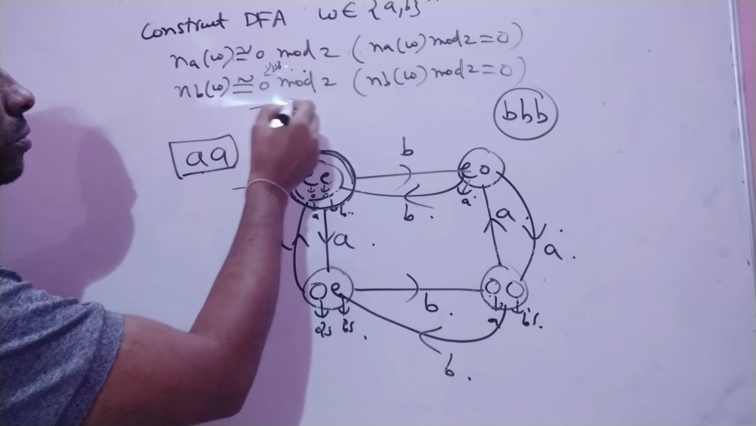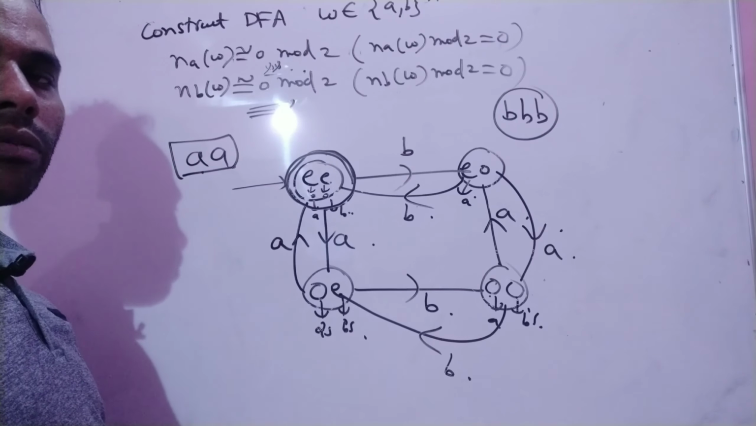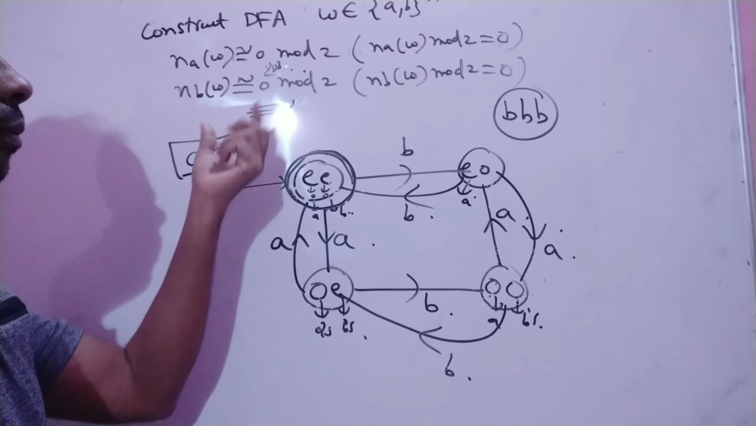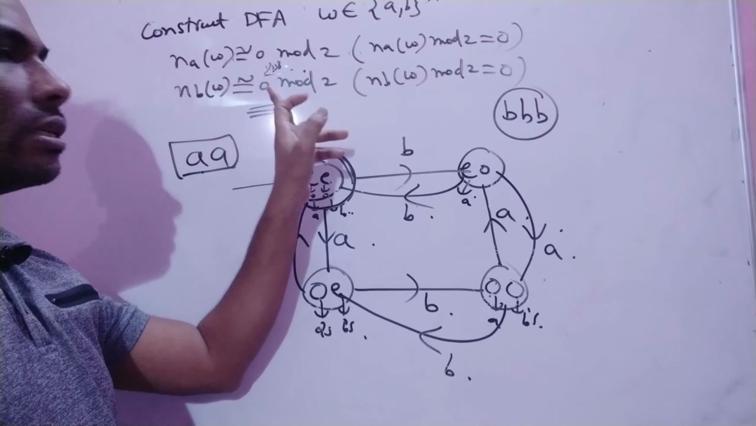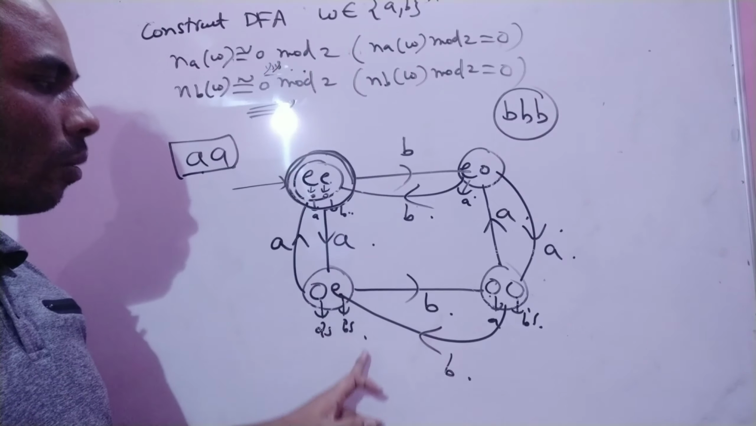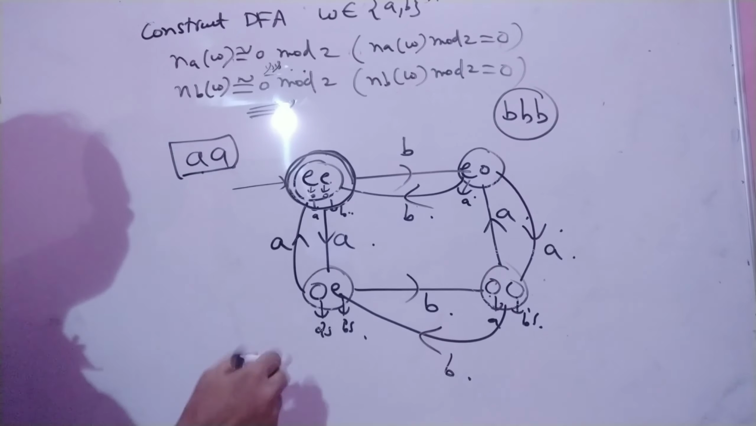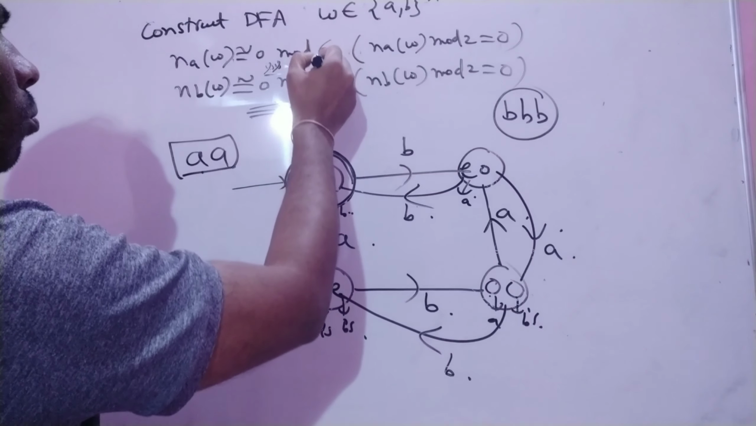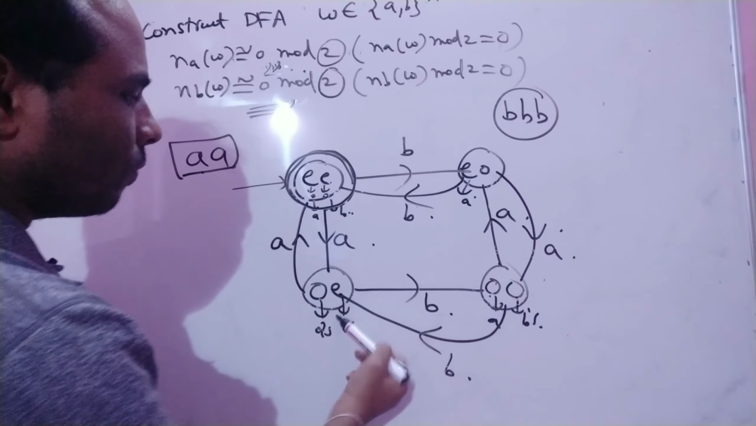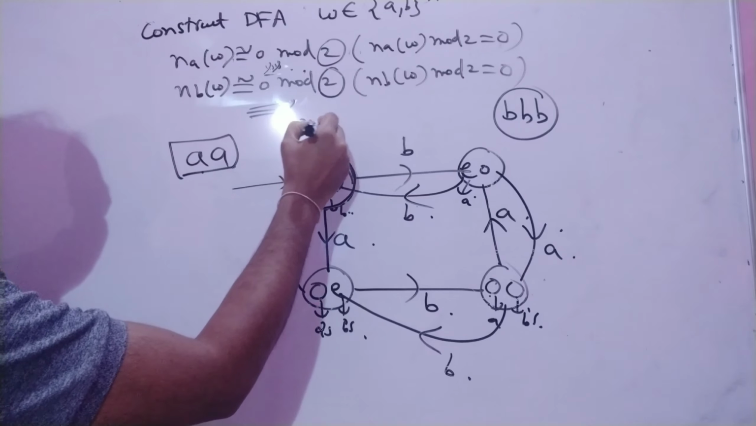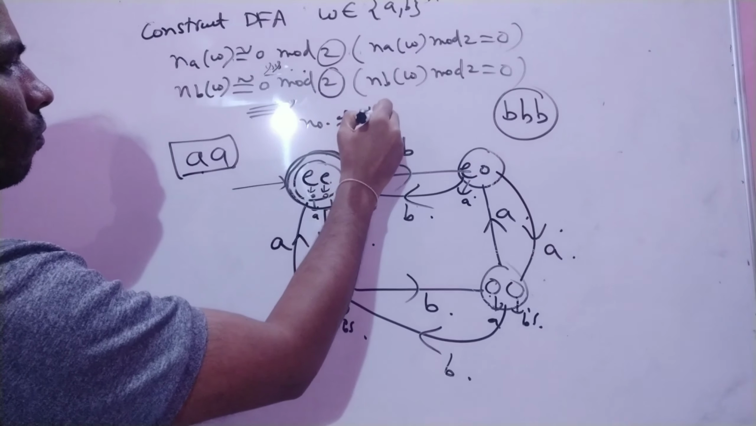So this type of problems, how many number of states required? If in the exam they may ask number of A's 0 mod 2, number of B's 0 mod 2, how many number of states required? So here mod 2 and mod 2. How many number of states required? 1, 2, 3, 4. So number of states required is 4.